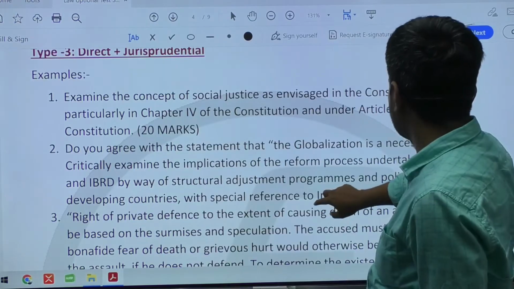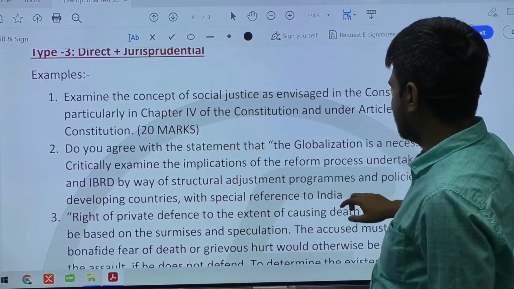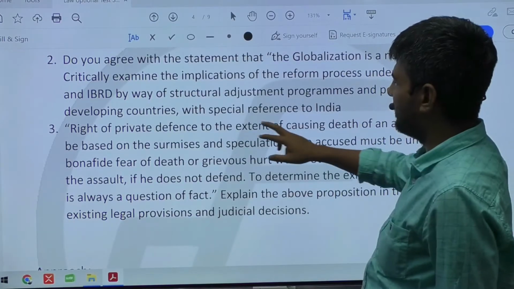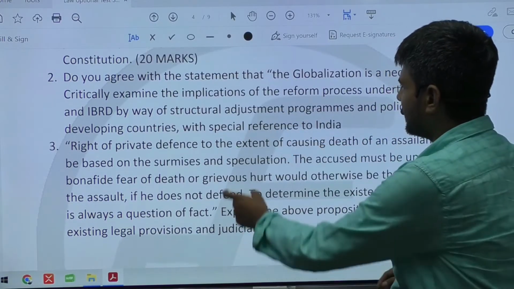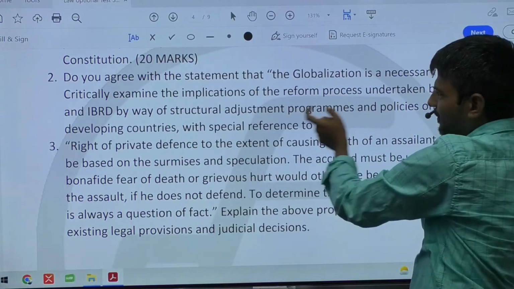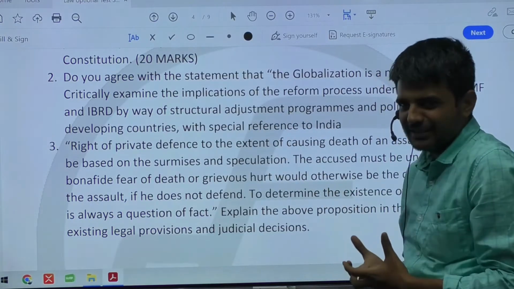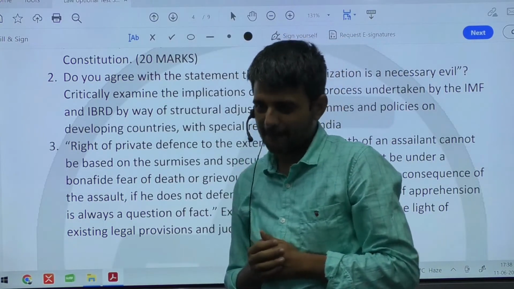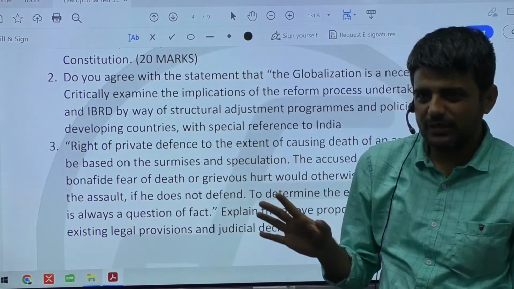Similarly, if you look at this: globalization is a necessary evil. Discuss, examining the implication of the reform process undertaken by the IMF, the structural adjustment. So this structural adjustment of the IMF and the IBRD is the question, and how it is connected to globalization. Globalization is an evil is not the question.